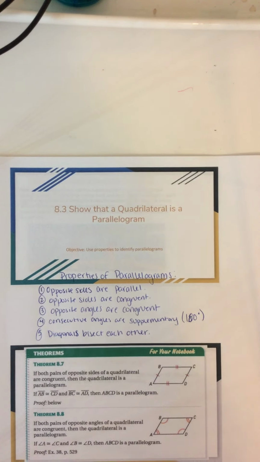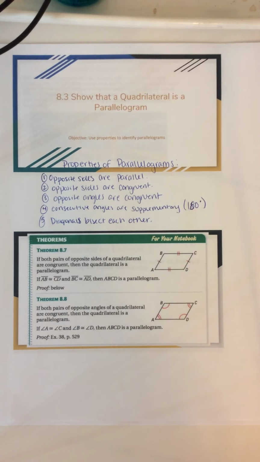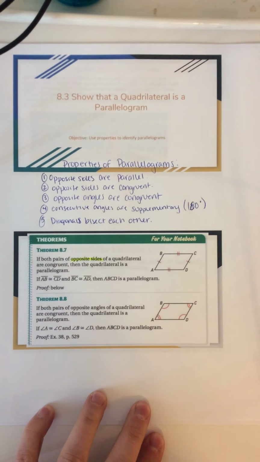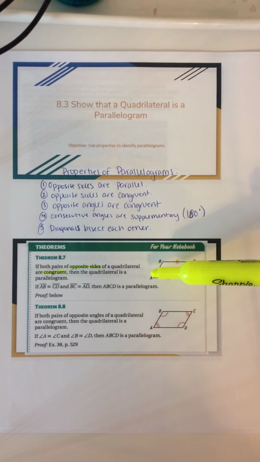Like always, first up we have some theorems that we're going to use. Our first theorem, take a look at it with me here. If both pairs of opposite sides of a quadrilateral are congruent, then the quadrilateral is a parallelogram. So if you think back to our list, we already knew that. We're just flipping our thinking here. Showing that we have 2 pairs of opposite sides congruent is enough to say it's a parallelogram.